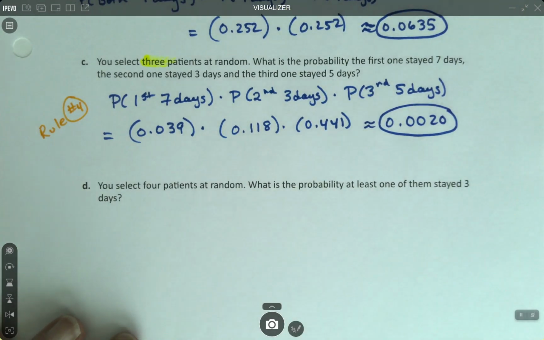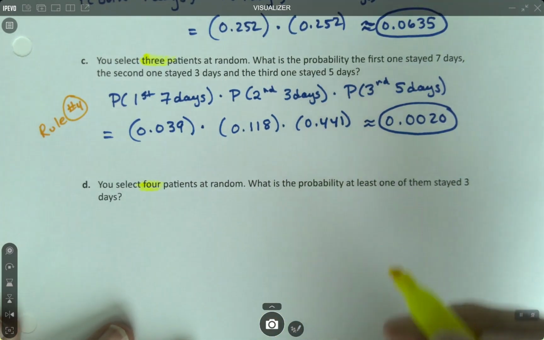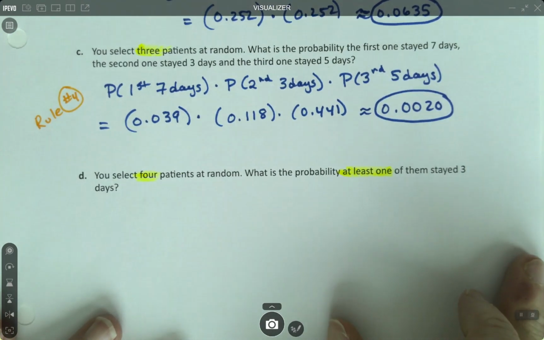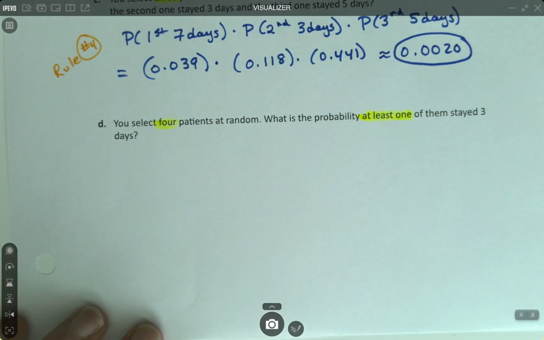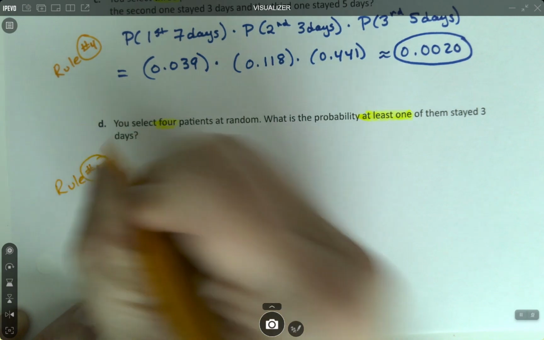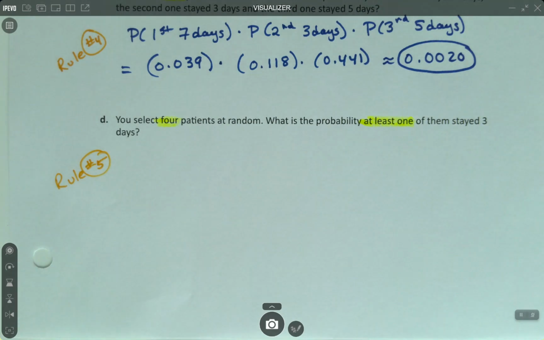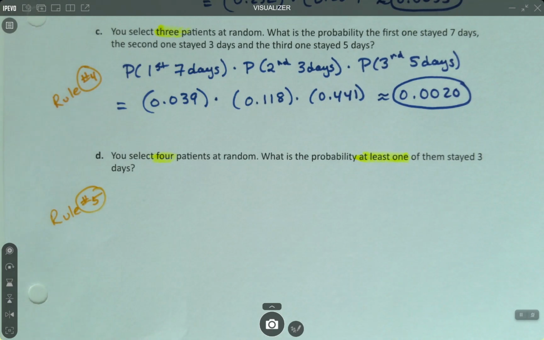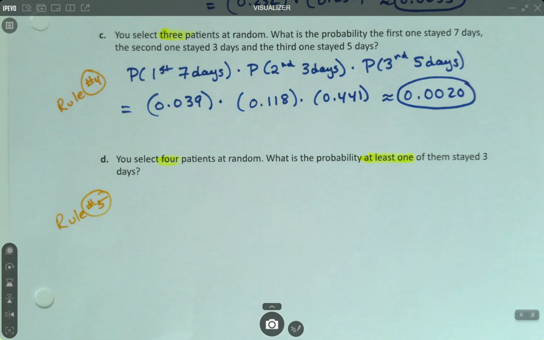All right, now we're going to select 4 patients at random. I know this is going to involve the multiplication rule at some point, but it has this magical phrase of at least one. So at least one in multiple trials, that's rule number 5. Rule number 5 only works for multiple trials, I should say. You can do at least one when you're only selecting one, but that's a different story. Like, for example, I could do at least 6 on this, but that works differently. So it's important that you know that it's multiple trials. It has to be out of 4 patients or something like that.